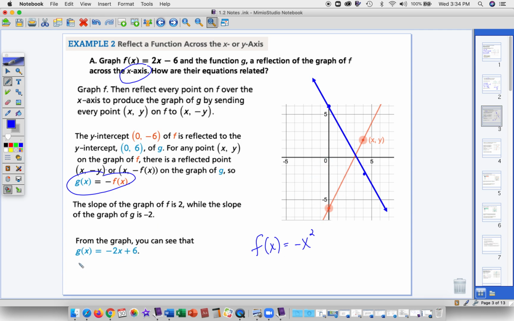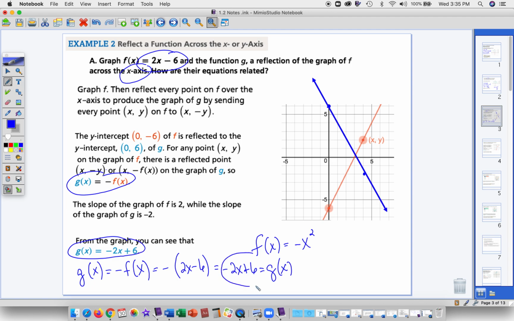So g of x for our line is equal to the opposite of f of x, and f of x was this original line, 2x minus 6, and when I distribute that negative, I get negative 2x plus 6. And that's exactly what we have here.